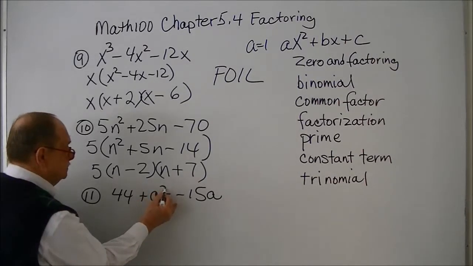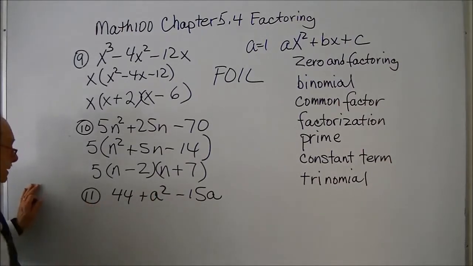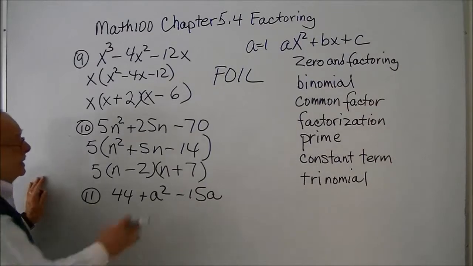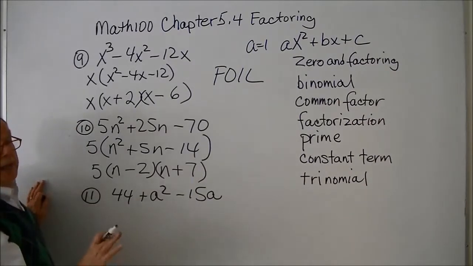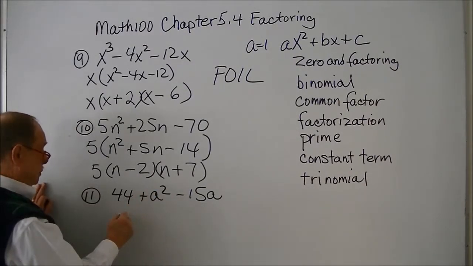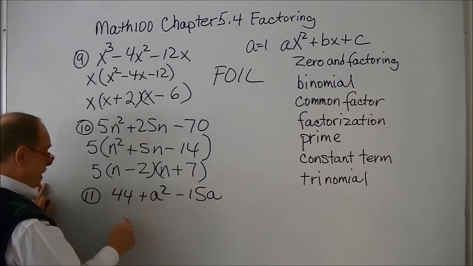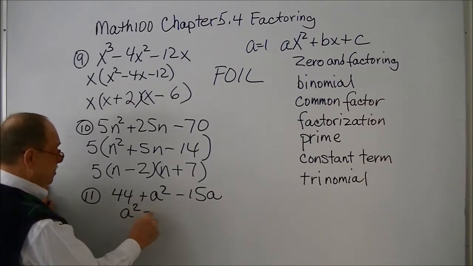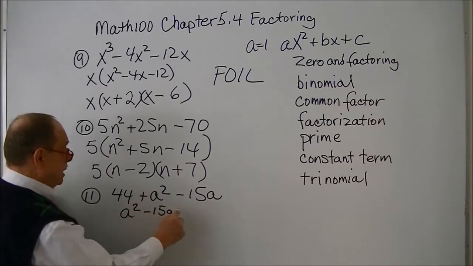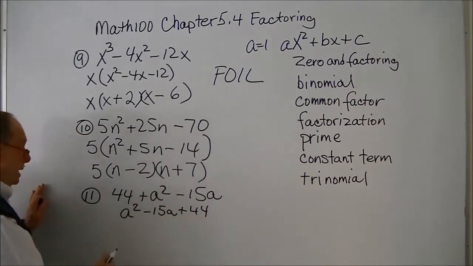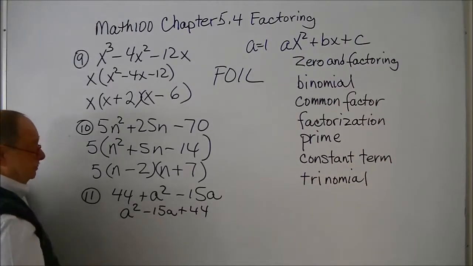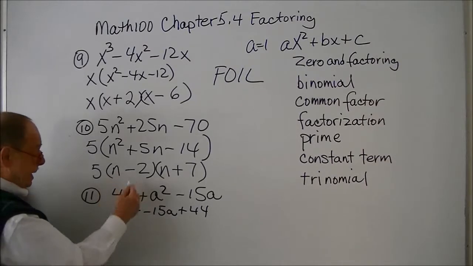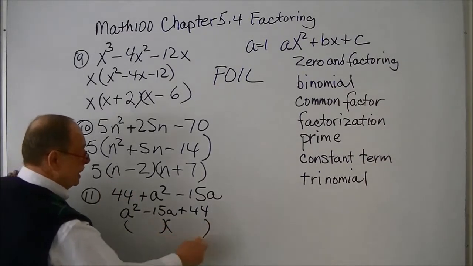All right, let's do 11. First, is it in standard form? And as we look at this, we see it's not in standard form. So we have to rearrange it in descending powers of a. So that's going to be a squared minus 15a plus 44. Is it now in standard form? Yes. Is there any common factor? No. So the next step is to put 2 sets of parentheses.